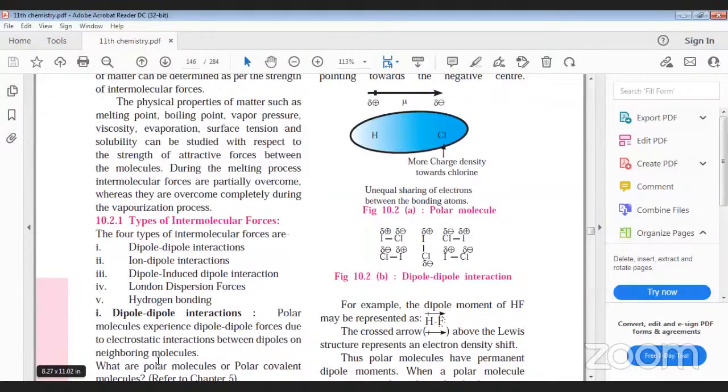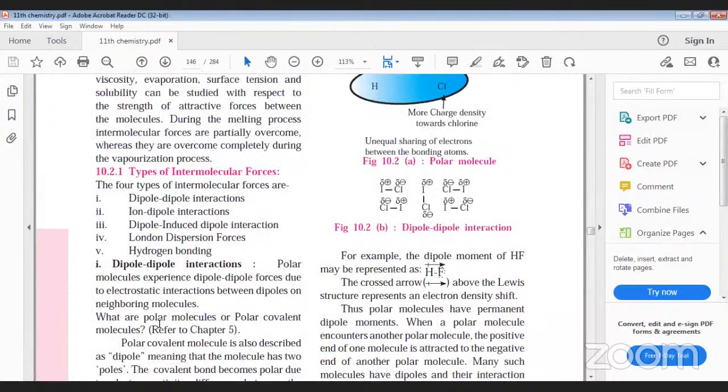So between plus and minus charge, there will be interaction. So dipole-dipole interaction. Okay. Polar molecules experience dipole-dipole forces due to the electrostatic interaction between the dipole on the neighboring molecule. Now, just now I explained the word pole. Pole means positive and negative.